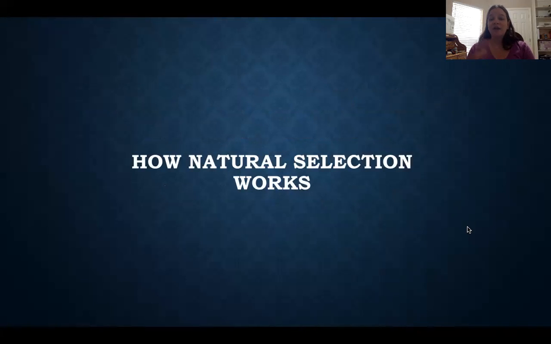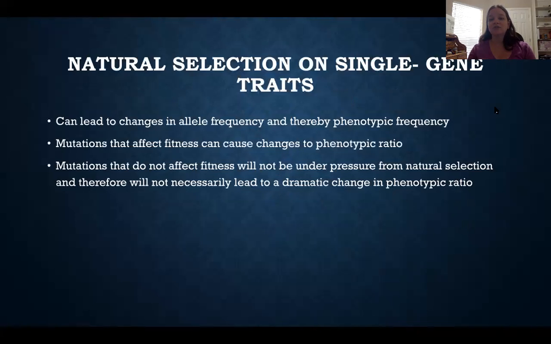Okay, so let's start with how natural selection works and look at how natural selection will affect single gene and polygenic traits, because it affects them differently. So remember, natural selection is going to affect the phenotype directly. Natural selection can change the allele frequency. So when it changes the allele frequency, it's going to change the phenotype frequency. So how often we see a particular trait.